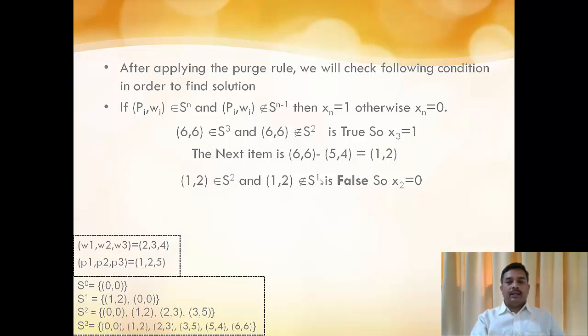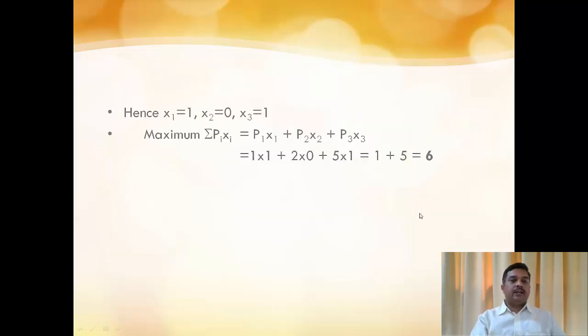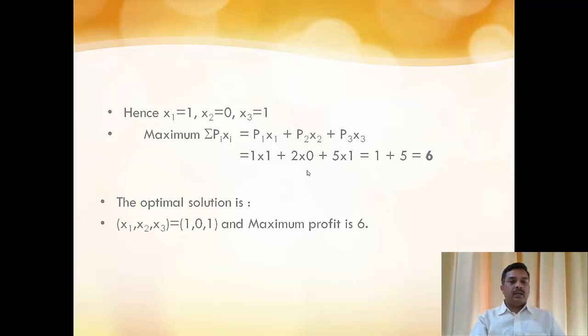So we'll not take item X2. But we can see 1-2 belongs to S1 and 1-2 doesn't belong to S0, which is true. It means X1 equals 1. So I can say X1 equals 1, X2 equals 0 and X3 equals 1 with a maximum profit of 6. So the optimal solution is X1 equals 1, X2 equals 0, X3 equals 1 with a maximum profit of 6.